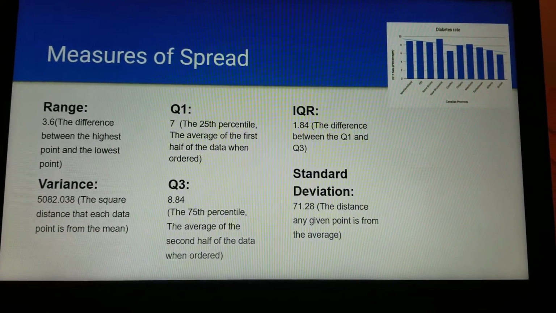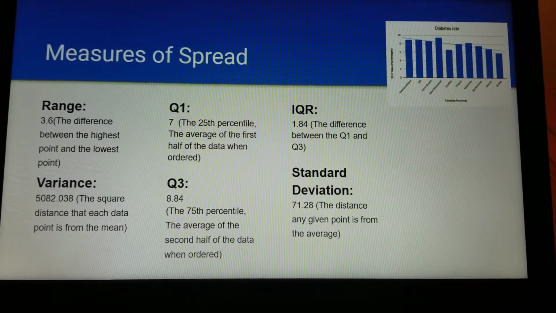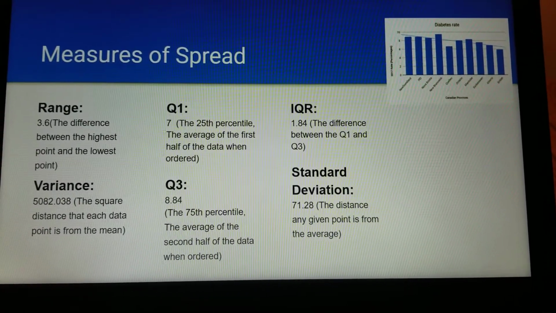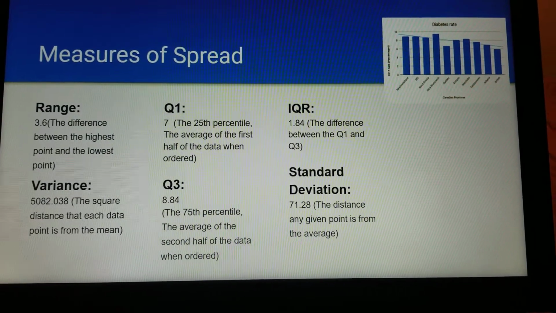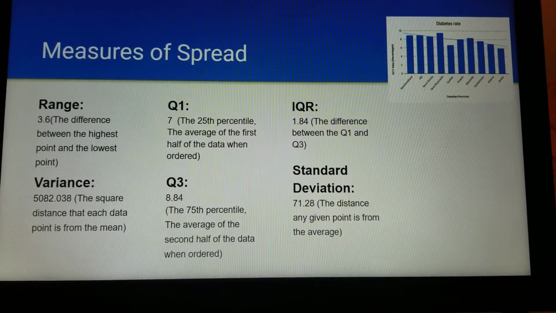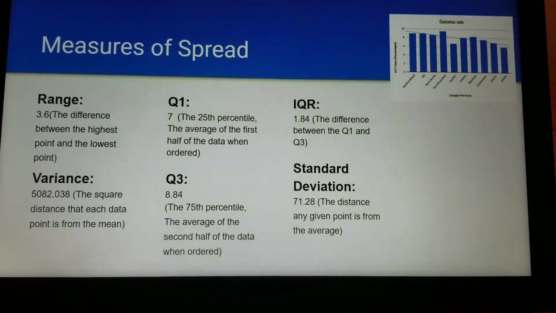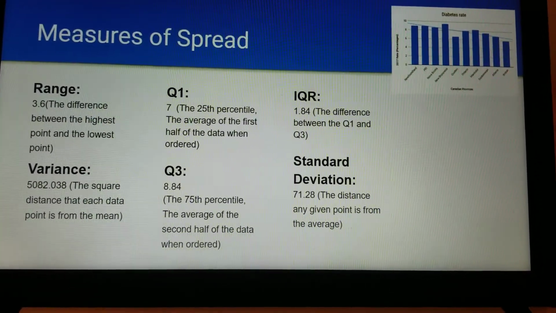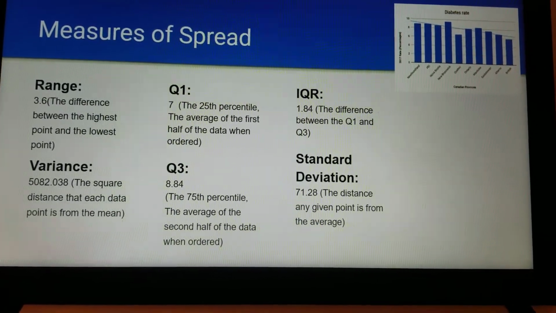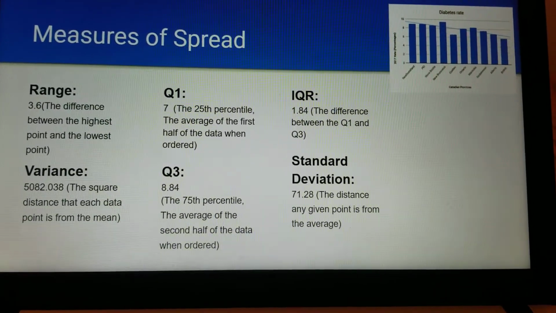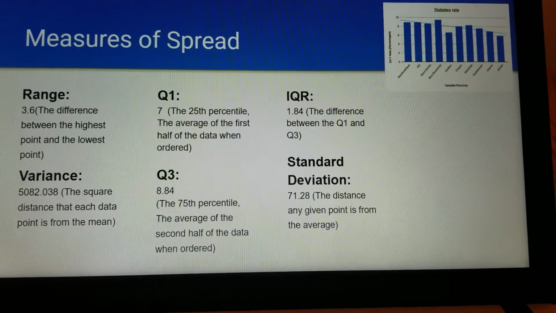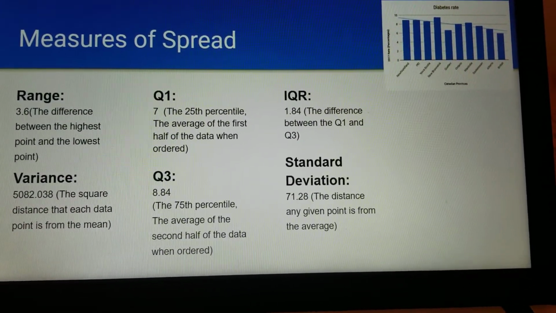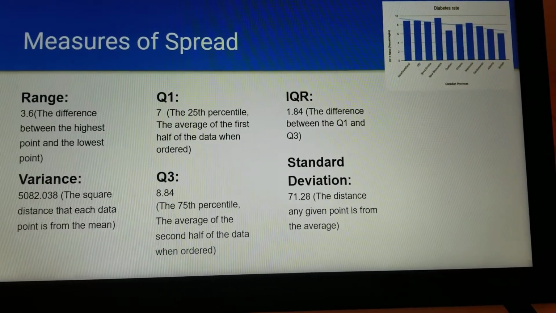So the range is 3.6, and that's the difference between the highest and lowest point of the data set. Quartile 1, which is the 25th percentile, is 7. The IQR, interquartile range, is 1.84, and the variance is 5,082. And with that is the square distance that each data point is from the mean. Then the quartile 3, which is the 75th percentile, is 8.84, and a standard deviation of 71.28.